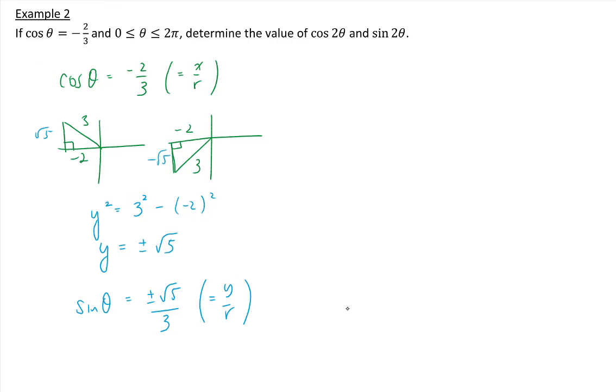Now that we have both ratios, we can evaluate cosine of 2 theta and sine of 2 theta. So for cosine of 2 theta, we just need to pick one of the three identities. So I'm going to use 2 cos squared theta minus 1. So I get 2 times cosine, which is negative 2 over 3, squared, minus 1. So 2 over 3 squared is 4 over 9, and times 2, that's 8 over 9, minus 1, which tells us that cosine of 2 theta is negative 1 over 9. And if you used either of the other two ratios, you should get the same answer.